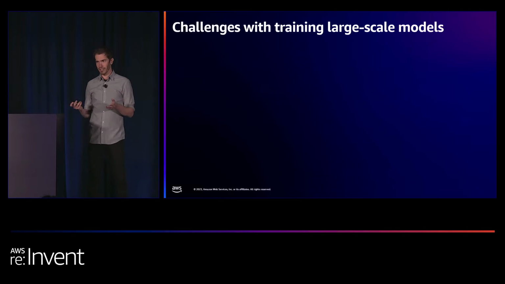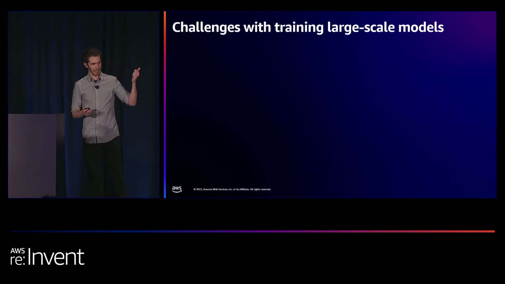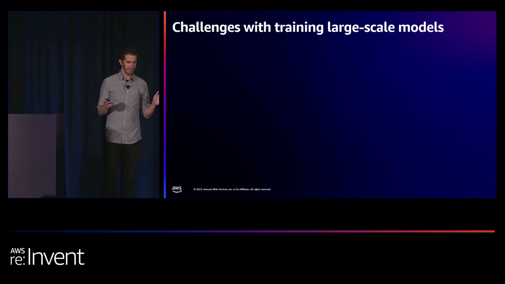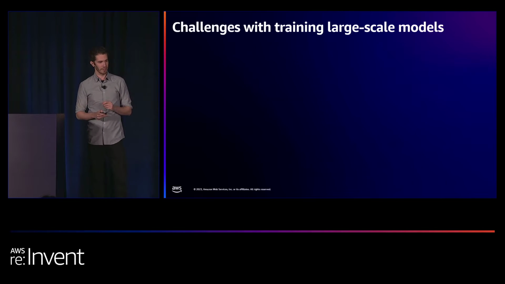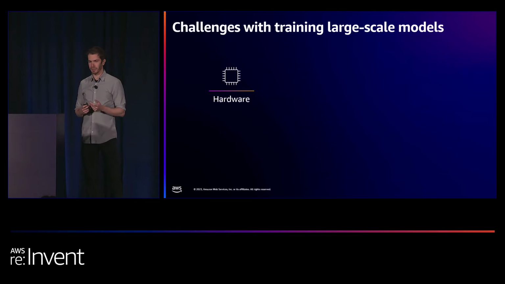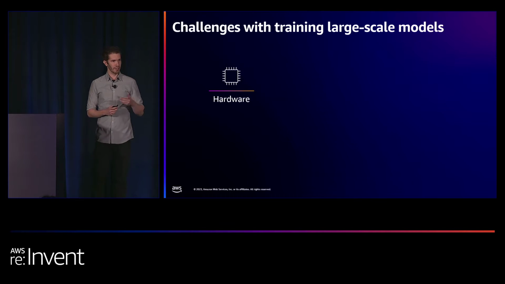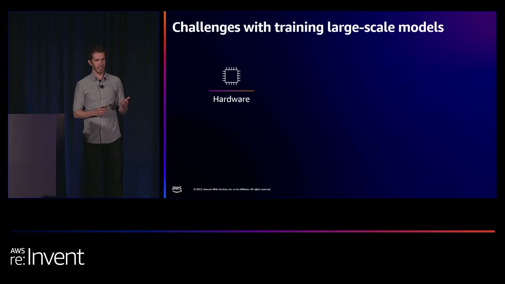OK, so training large-scale models is awesome. Let's just train the biggest one immediately and be done with it, right? But it's a bit more complicated than that. There are some challenges. The first is that you want to use the latest hardware. Every few years, there are innovations in hardware that lead to 2 to 9x improvements in training efficiency.